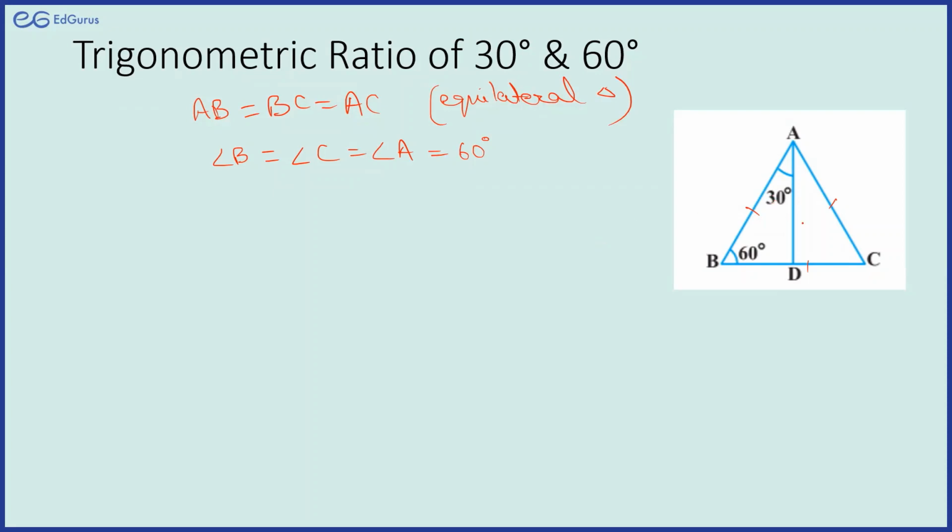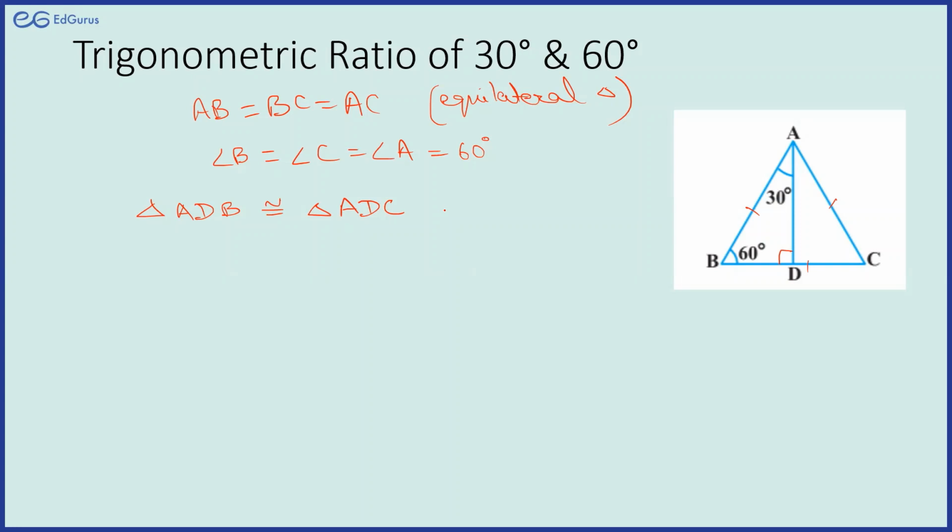ठीक है? Yes, ma'am. Okay. Now suppose हम A से हमने एक perpendicular draw किया AD. Okay. So AD is a perpendicular. Now, if I look at these two triangles, ABD and ADC, they are congruent. Triangle ADB is congruent to triangle ADC. Can you tell me why? Why are these two congruent?